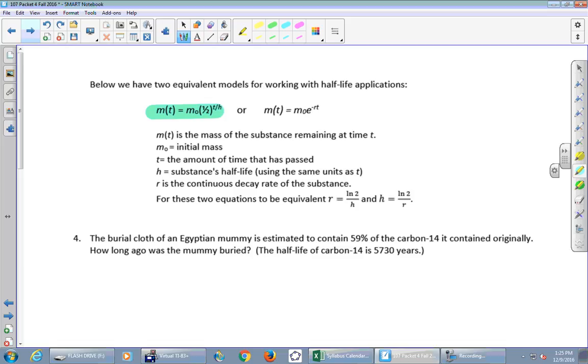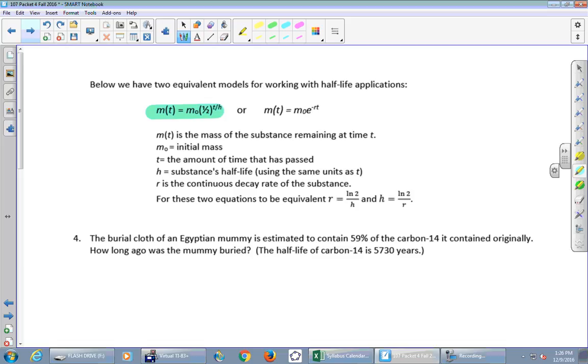So let's give this a shot. Number 4, the burial cloth of an Egyptian mummy is estimated to contain 59% of the carbon-14 it contained originally. How long ago was the mummy buried? This is exactly the kind of problem that our brand new formula is going to help us solve.